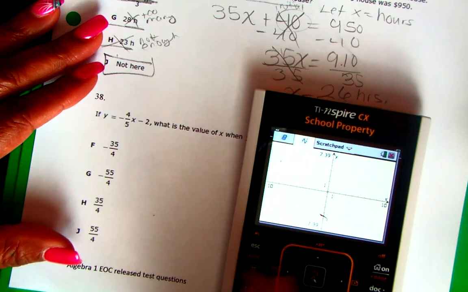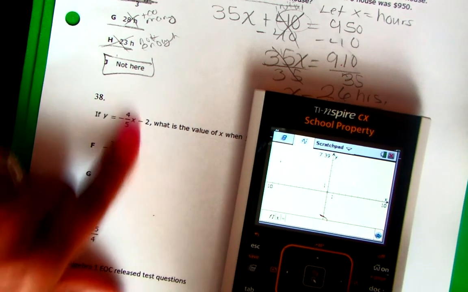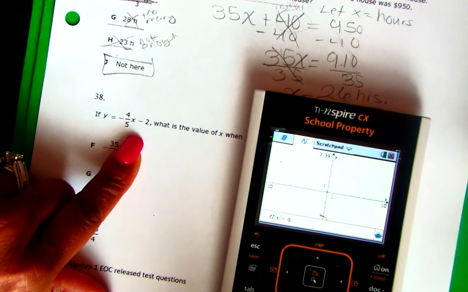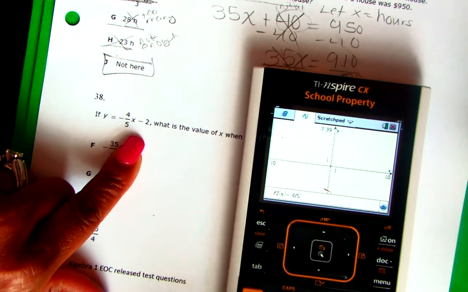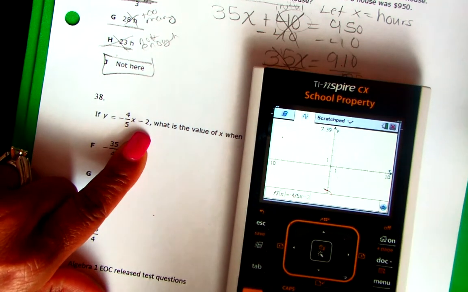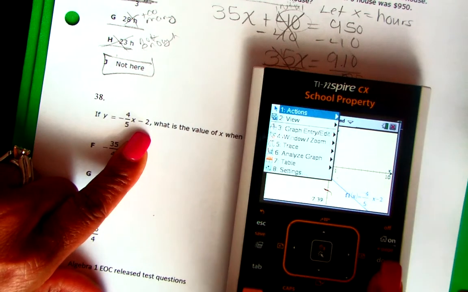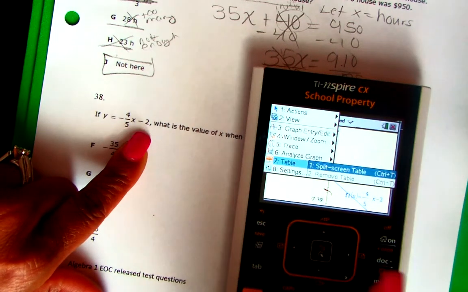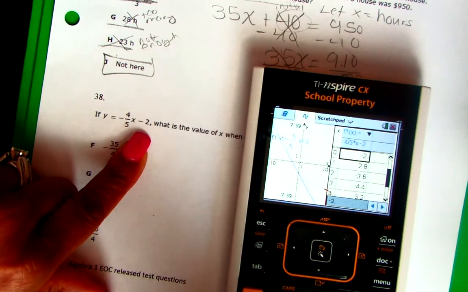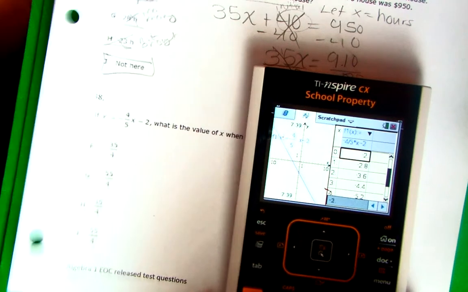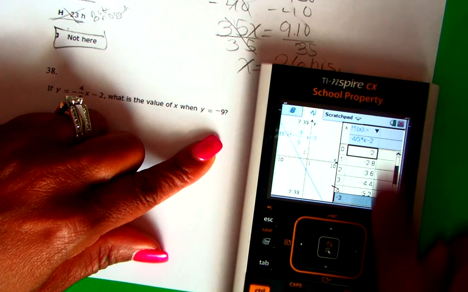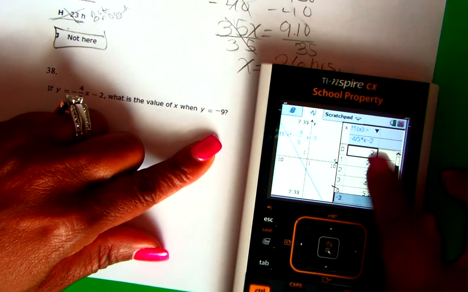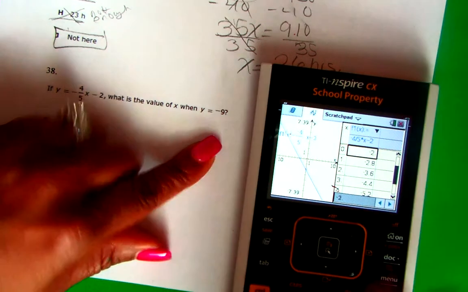So, f of x, I want negative 4 divided by 5 x minus 2. Enter. Then I can go to my table, menu, enter, enter. And it says y is what? I want y to be negative 9. Right now, y is negative 2, and it seems like it's getting smaller and smaller.